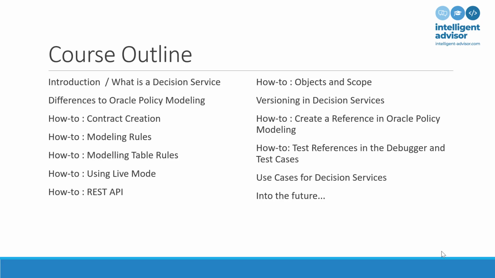The next two chapters will look at how to use a decision service at the same time as using a project in Oracle Policy Modeling. An Oracle Policy Modeling project can reference a decision service, and it's one of the big selling points to be able to do this. We'll show you how to create a reference. We'll talk about some of the traps and pitfalls that you might find when you're a new user.